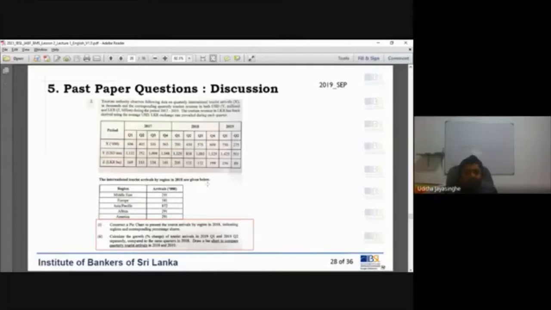Okay? So when you've been asked to draw the pie chart, there's no specific computation except for the fact that you have to get the total arrival here. I get the answer as 2326. Then take the relative percentage of individual items.